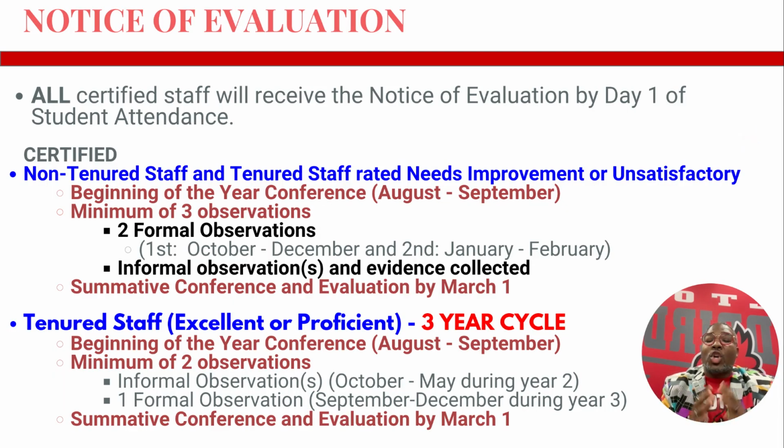So, notice of evaluations. All staff members should receive by day one of student attendance a notice of evaluation, including who your evaluator will be. As some updates, for certified staff, non-tenured staff, and tenured staff rated needs improvement or unsatisfactory, you should expect during the evaluation process to have a beginning of the year conference between August and September, a minimum of 3 observations, that is 2 formal and an informal observation, and evidence collected, then a summative conference and evaluation rating by March 1. Tenured staff that's rated excellent or proficient, know that you are on a 3-year cycle.